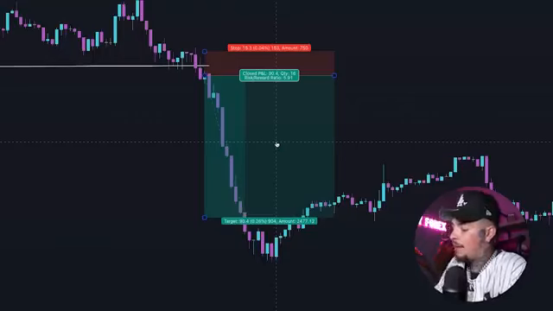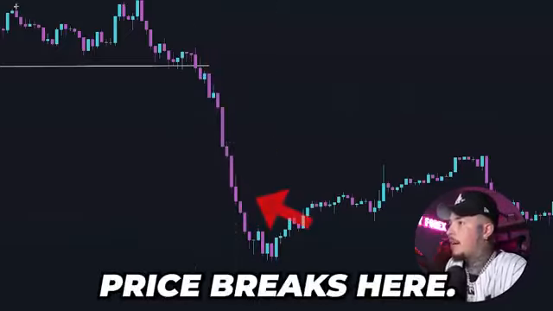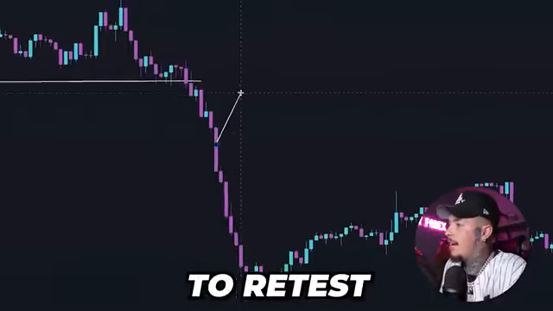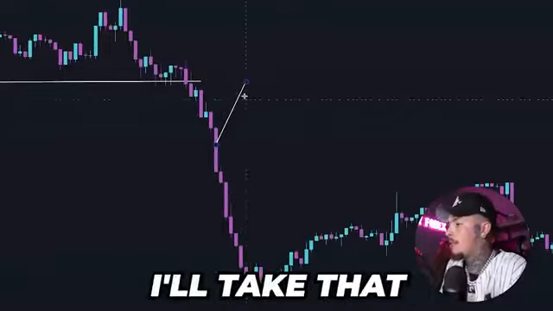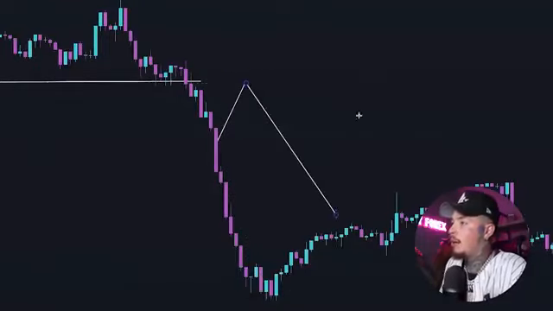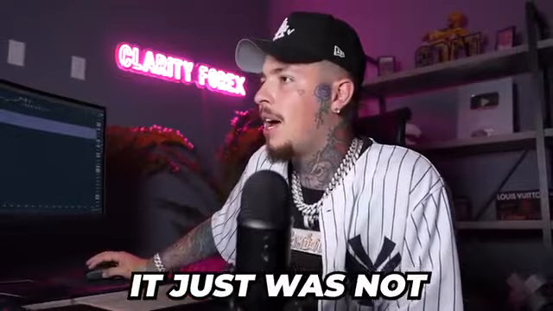But again, back in the day, price breaks here. I'm not going to get in unless price comes back to retest. Once it comes back to retest, I'll take that short position. It just wasn't working out. I was making money, I was catching pips, but not enough. It wasn't enough for me. I was tired of hitting 1-to-1s and maybe a 1-to-2 at best and catching a little bit of pips. It just was not going to work for me.